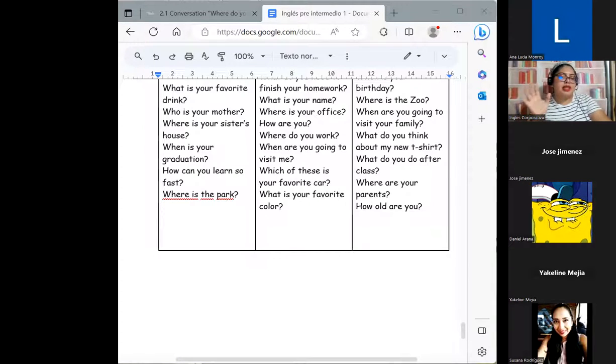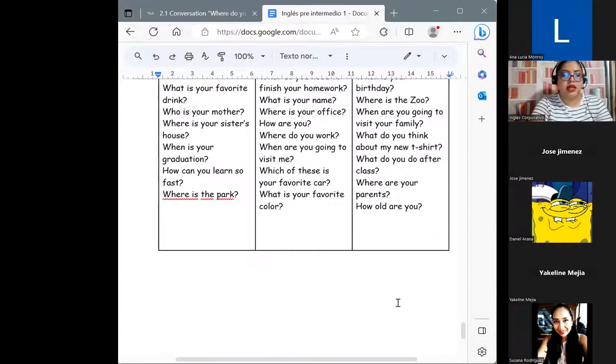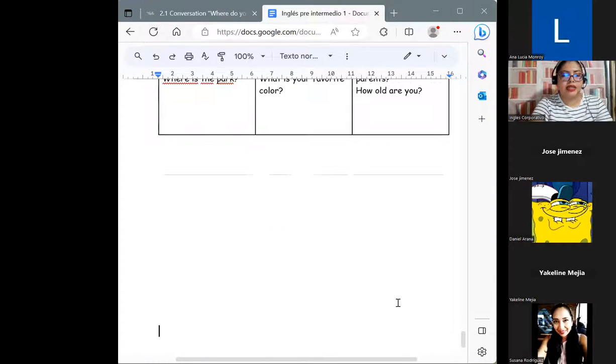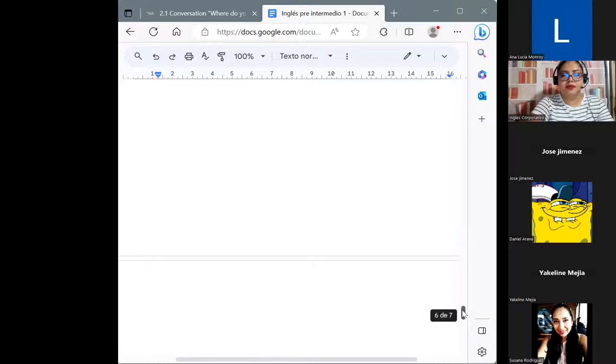Just 26, 27 words. And we're going to see what they do in this kind of jobs and in which places they are working. And we are going to talk about some expressions also related to this topic. So we are going to begin with the vocabulary. So for today, we are going to make this one like in the next page here.